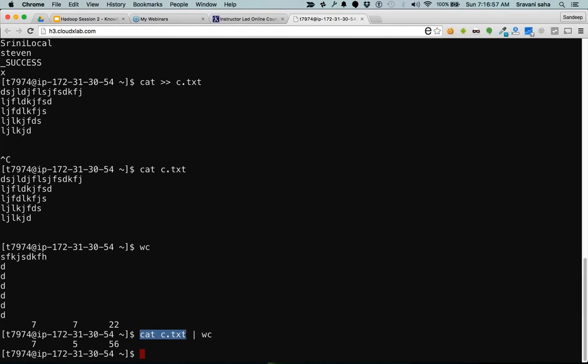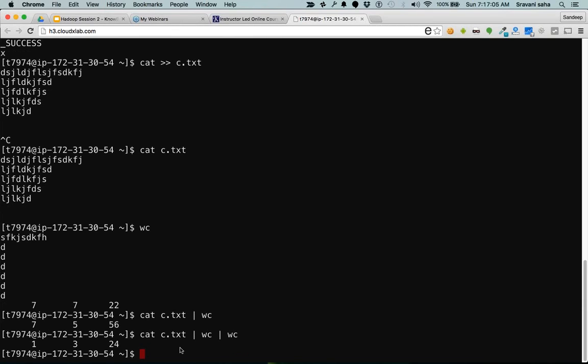Similarly, there is no limit to what we can do. You can see that we have again done the count of this count. So the total number of characters is actually 26. These are spaces here, then these characters, and then this. Therefore, 24 characters, 3 words, 1, 2, 3, and 1 line. So word count has done the word count of another word count.